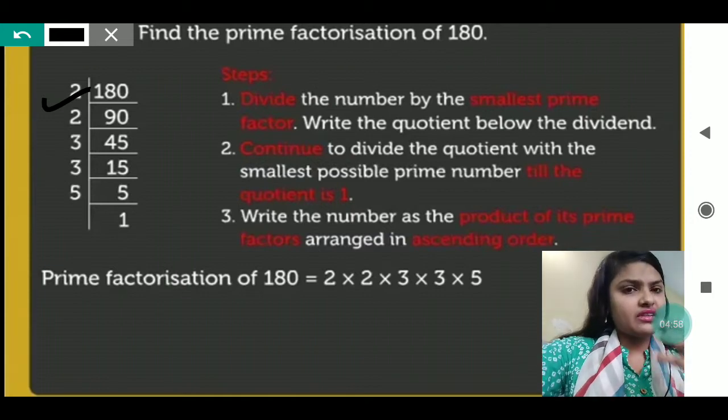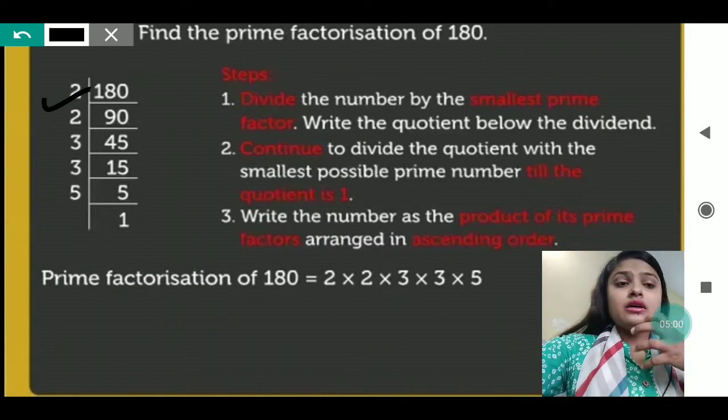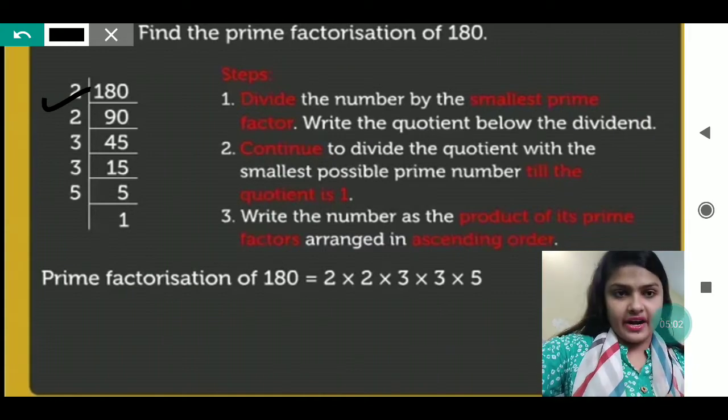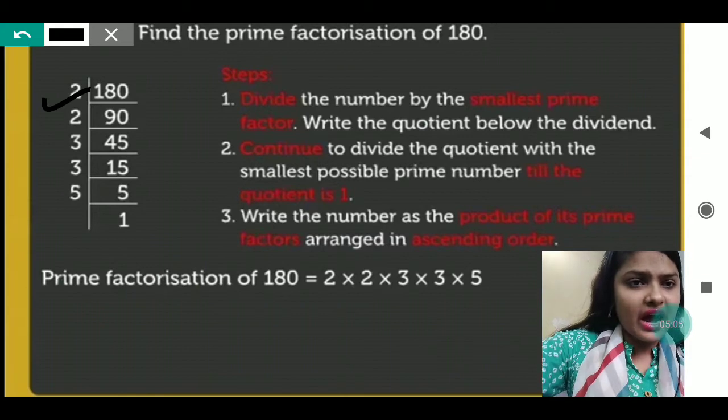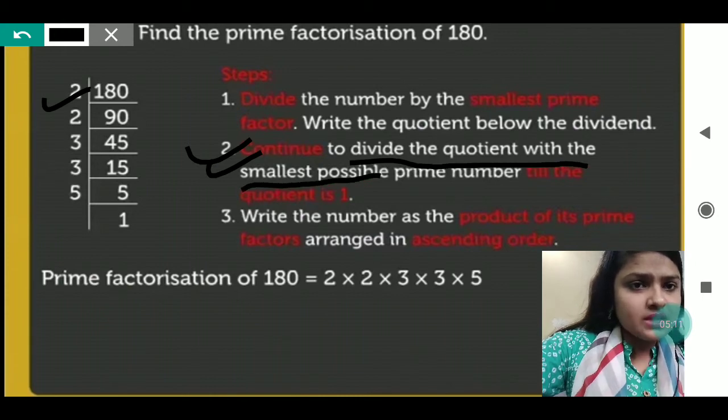Till that time we will divide with the smallest prime, till it can be divided. Like you can see, continue to divide the question. Second point I am reading: continue to divide the question with the smallest possible prime number till the question is 1.